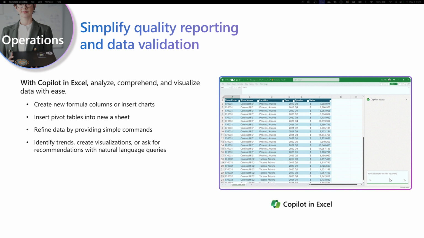You can also quickly add a formula column, highlight data with a prompt like make all cells red where the value is under 1000. Or you can filter and sort your data and ask questions to instantly uncover insights.